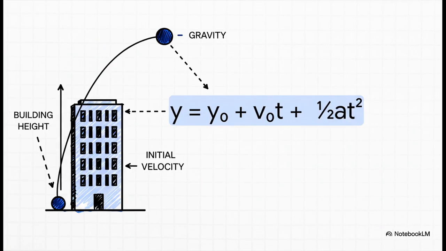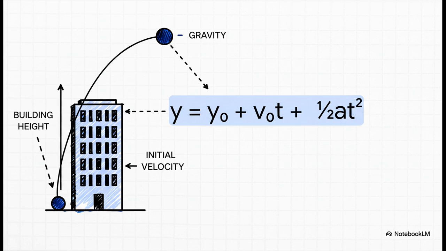Step 1, list the given info. Our starting position, y naught, is 25 meters, right? Our starting velocity, v naught, is positive 20 meters per second because we're throwing it up. The final position, y, is the ground, so that's 0. And what's pulling the ball down the whole time? Gravity. So our acceleration a is negative. Let's take it as 10 meters per second squared to keep the calculation simple. Step 2, the unknown is time, t.